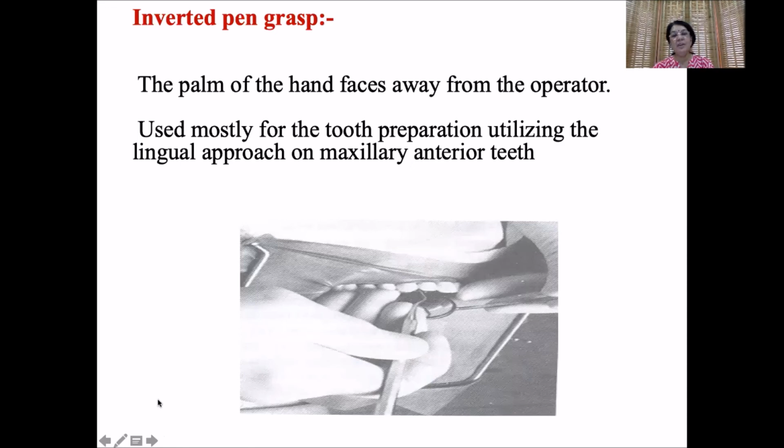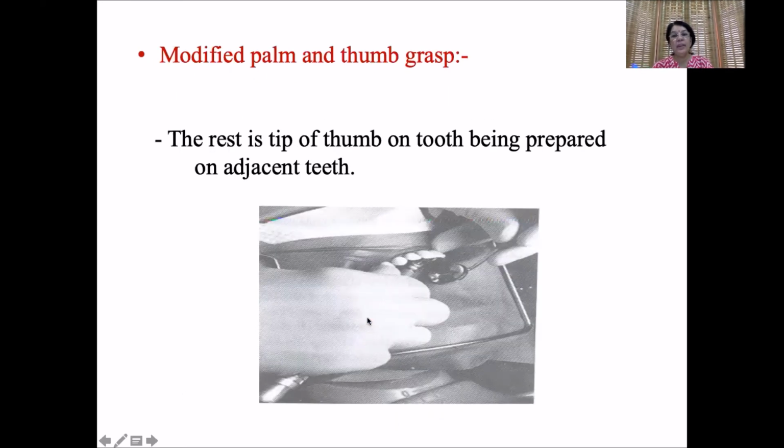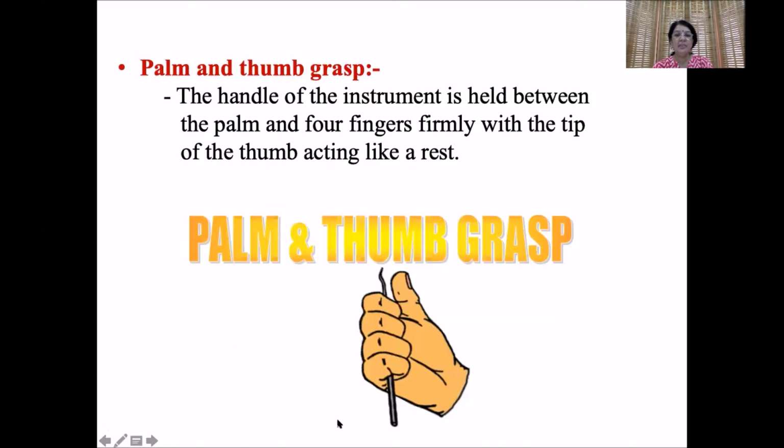Then you have an inverted pen grasp. When you are working on the maxillary teeth, it is not possible to use a pen grasp there. So you turn your hand. This turning of hand in a modified pen grasp movement becomes your inverted pen grasp. Then you have a palm thumb grasp, where the instrument you are holding in a round fashion inside the handle is covered by your four fingers and the tip is open here, and this thumb is used to rest on the tooth, which you can see in the next picture.